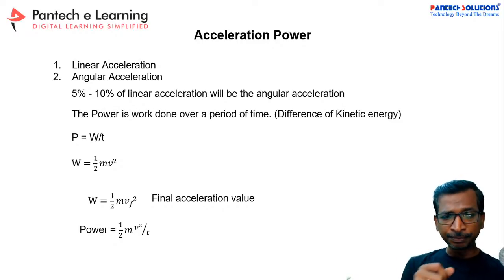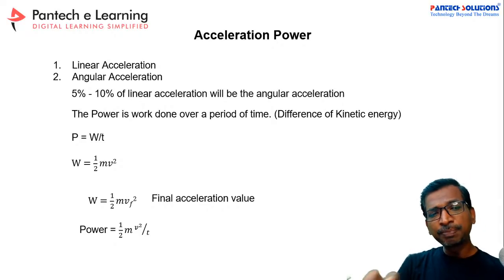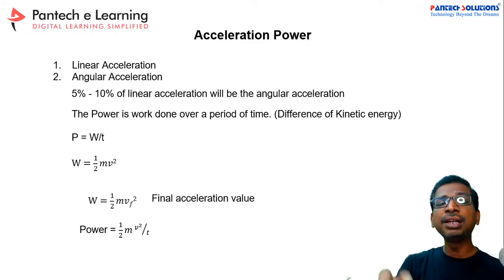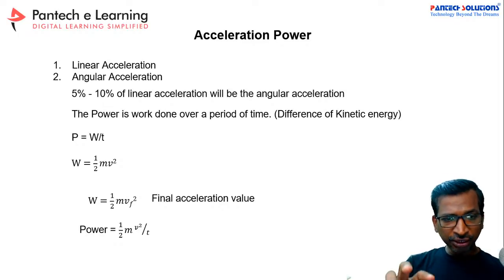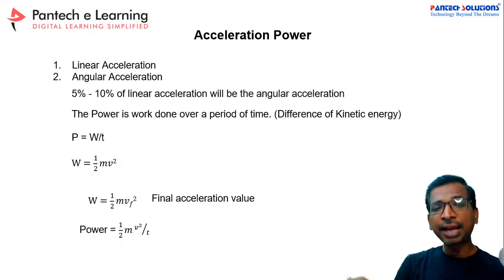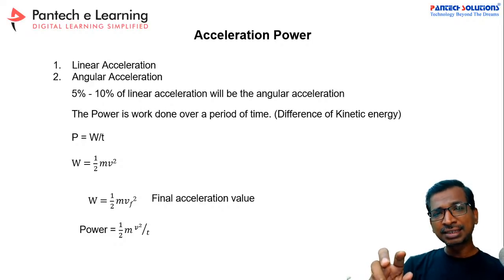Generally you have to calculate the angular acceleration, and for the linear acceleration, due to gravitational acceleration, a factor will get added. So you can directly take 5 to 10% of the linear acceleration as the angular acceleration. Now you have to calculate how much the linear acceleration is.